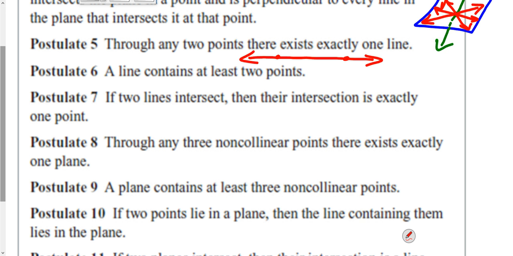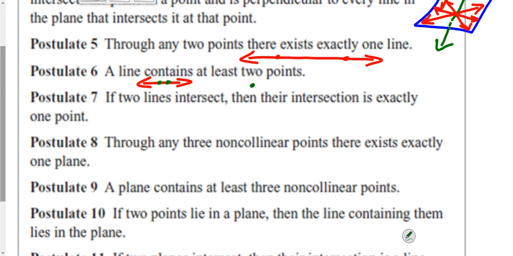Postulate number 6. A line contains at least 2 points. So if we have a line, we know there must be at least 2 points. You need 2 points to make a line. If you just have one, all that is, is a point. We need 2 points to make a line.